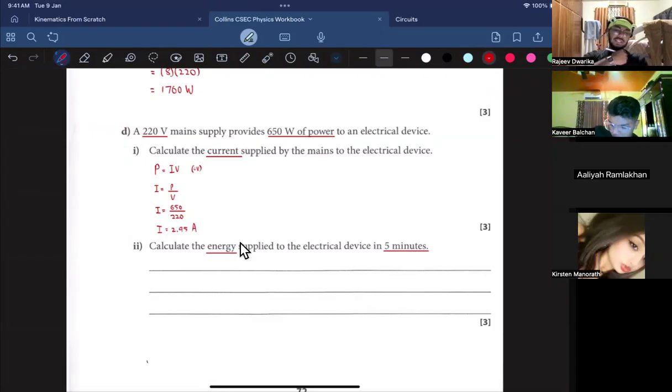So what formula do you know that has energy in it? What formula has energy and time in it? Energy and time. Could anybody think of anything? Justin, what about you? What formula do you know that has energy and time in it, as well as something from the question? What did the question mention as well? Power. They gave us power. So what formula do you know has power, energy, and time in it? E equals PT.